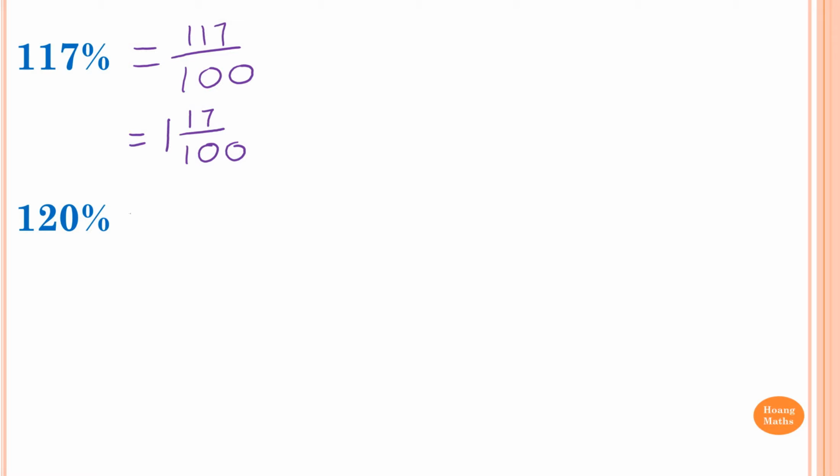120%, which is equal to 120 over 100. Of course, we can simplify this, so we have to simplify it. I can divide by 10 for both of them, so these two cancel out, and 12 over 10. So you can halve it. Half of 12 is 6, half of 10 is 5. So 6 over 5 is an improper fraction, so we need to convert to a mixed numeral. 5 goes into 6 once, and then remainder 1. So 1 and 1/5.